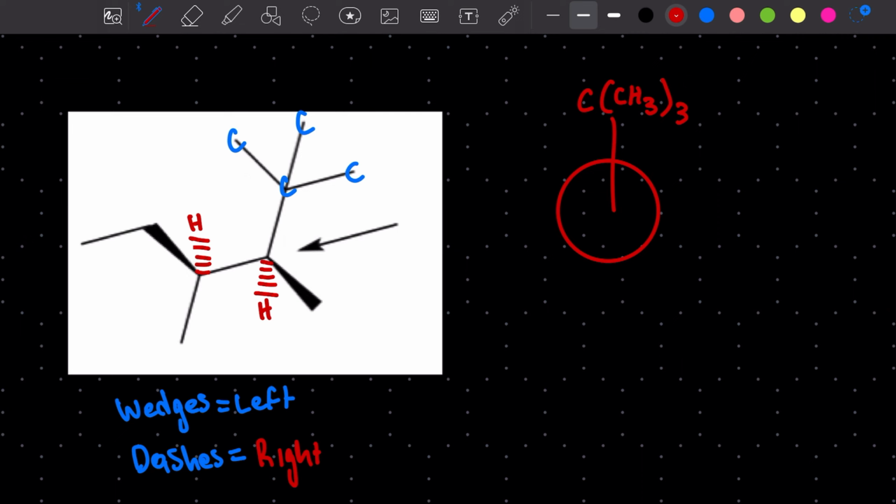So let's continue. Our CH3 is on a wedge, so it's going to be going to the left. Our hydrogen is on a dash, so it's going to be going to the right this time. Let's now look at the back carbon. Directly down is going to be a CH3, so we can just draw that down. Our hydrogen is on a dash, so it's going to be to the right this time.